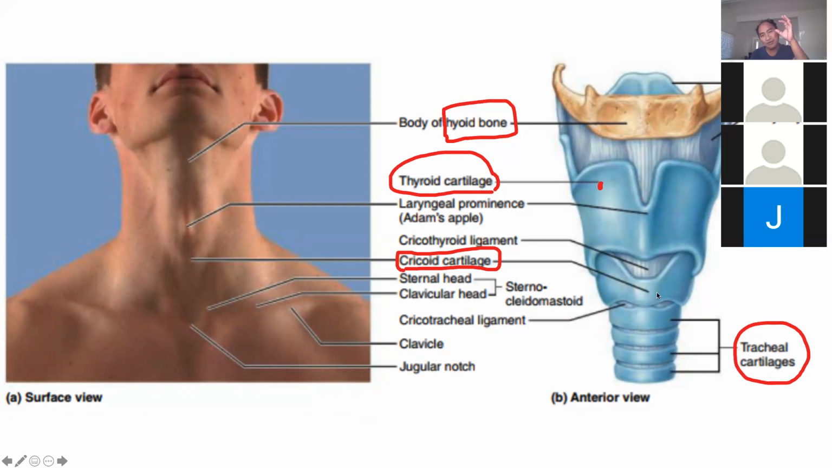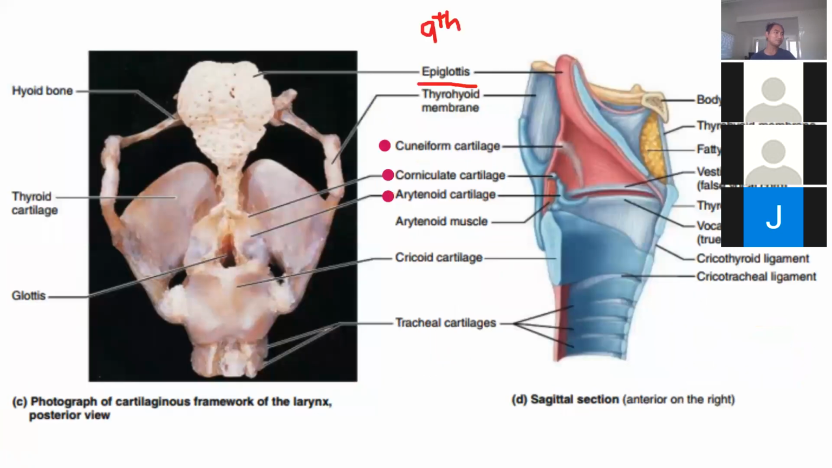So the larynx and trachea are nothing more than incomplete rings of cartilage. They are C-shaped cartilages, not complete rings. The back of the cartilage ring is not complete, and this area is filled with smooth muscle.